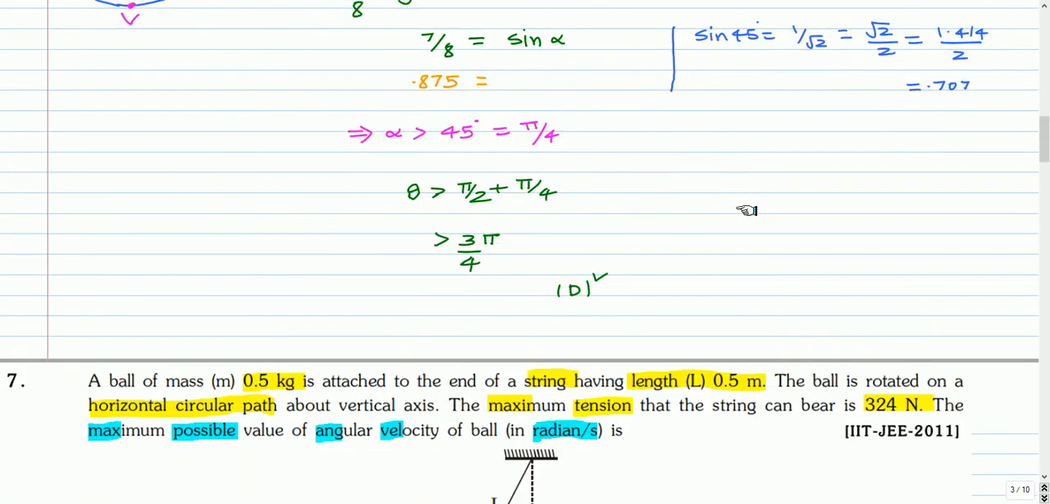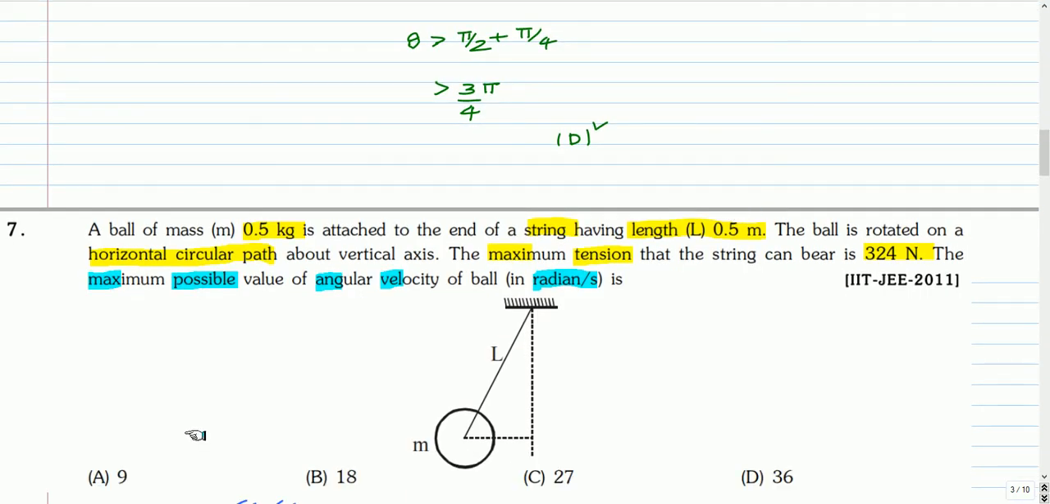Let's move on to the next question. A ball of mass m, 0.5 kg, is attached to the end of a string having length L, 0.5 meters. The ball is rotated on a horizontal circular path about a vertical axis. The maximum tension that the string can bear is 324 newtons. The maximum possible value of angular velocity of the ball in radian per second is. You can pause the video and attempt this question.